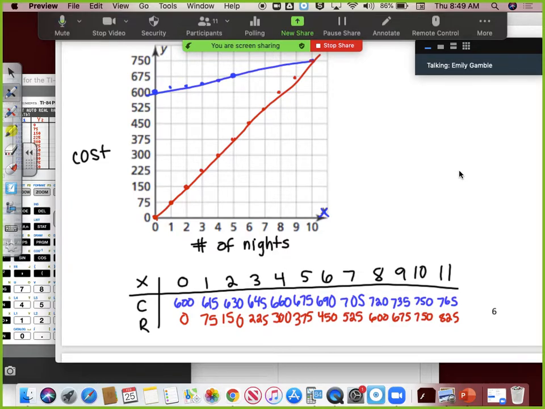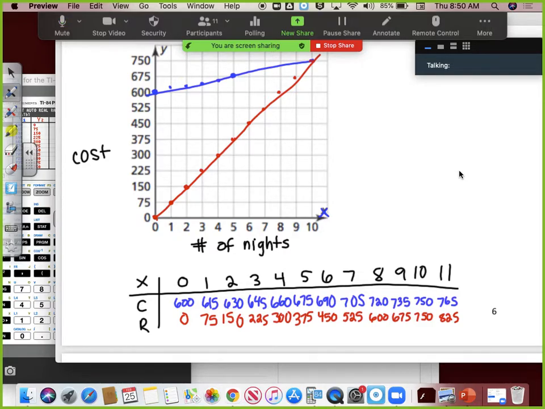And then with systems of equations, what we're trying to do is find when the 2 equations cross. In this case, that would be the break-even point. Where do these 2 lines cross? Where does the blue line cross with the red line? And I know my lines aren't perfect. Hopefully yours are a little bit better. Where do these 2 lines cross?